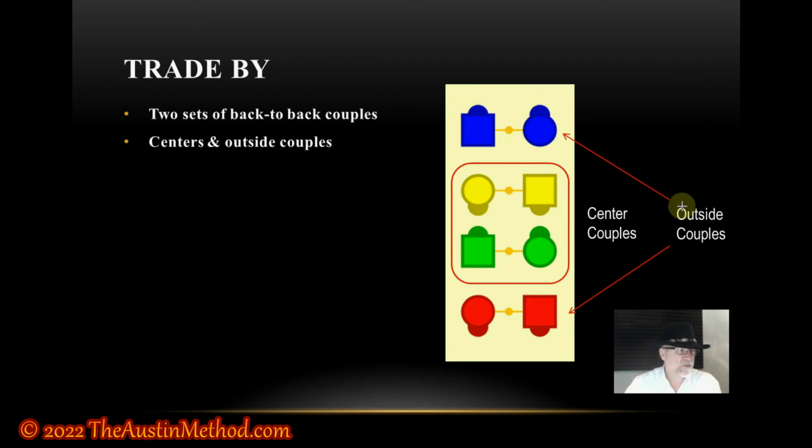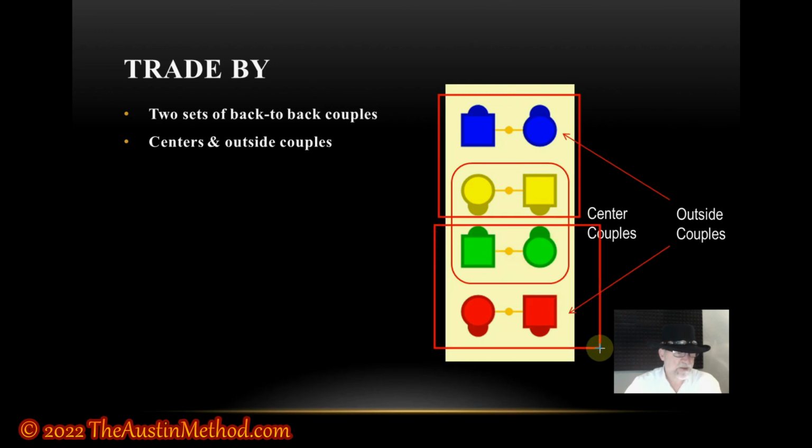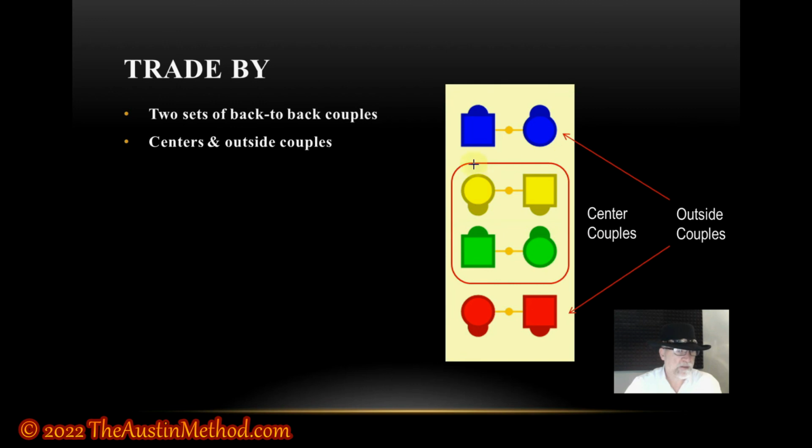Trade by is made of two sets of back-to-back couples that are not connected. So here's one set of back-to-back couples. Here's another set of back-to-back couples. Naturally, one couple will be facing out of the square, and the other couple will be facing in. You will have center couples and outside couples.